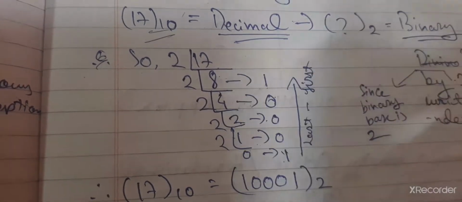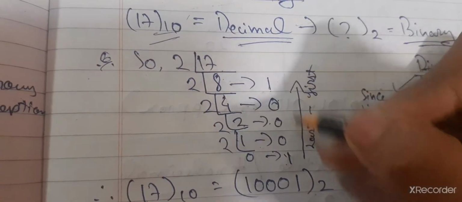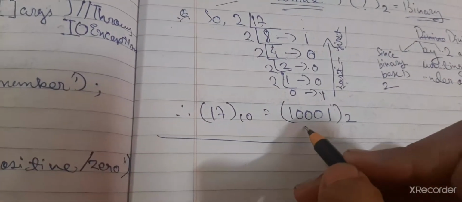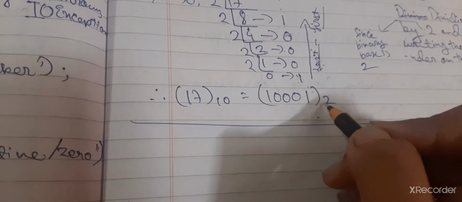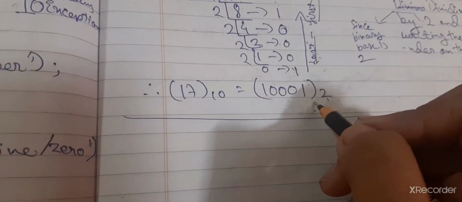Now, how will we arrange this? This has been given as last to first. That is from this one to this one to this one. So this will give us 1 0 0 0 1 brackets with the base 2. Never forget to give this base.